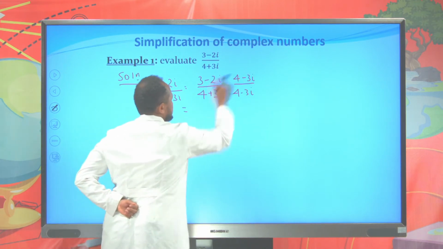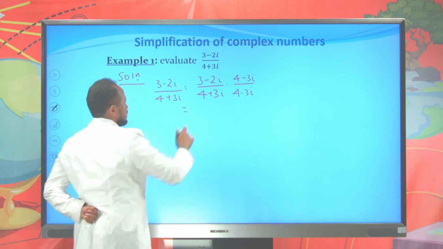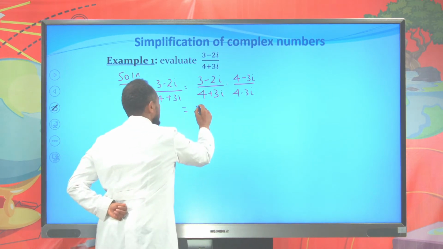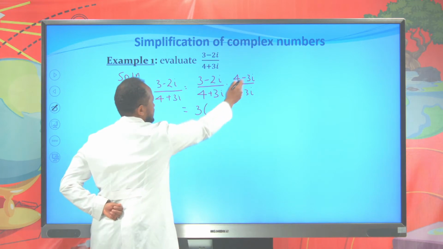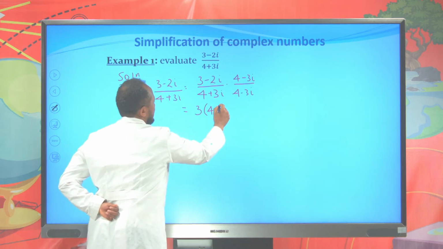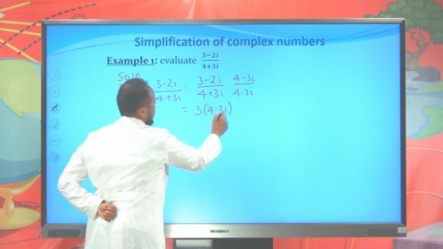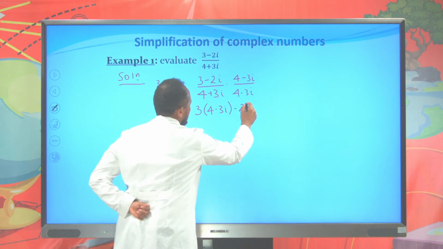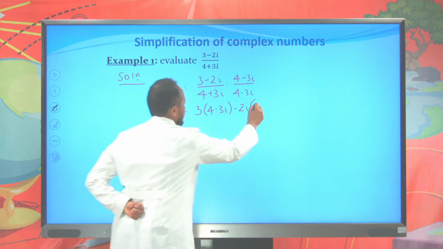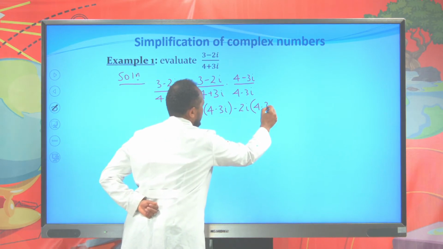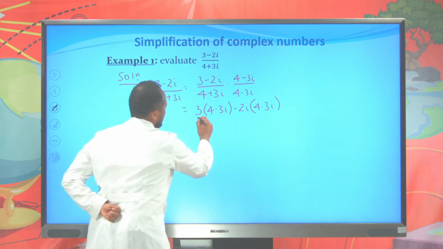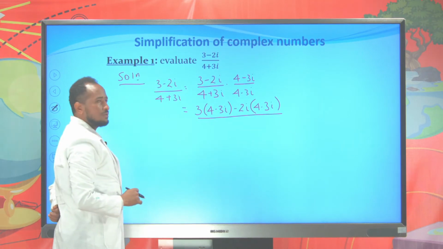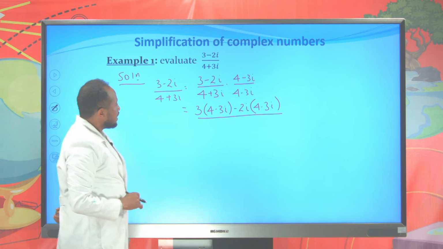This multiplies this one, therefore, applying the distributive property, 3 multiplies 4 minus 3i and minus 2i multiplies 4 minus 3i, divided by the product of these two, which is simple, by the way.